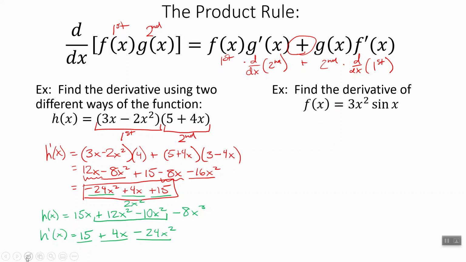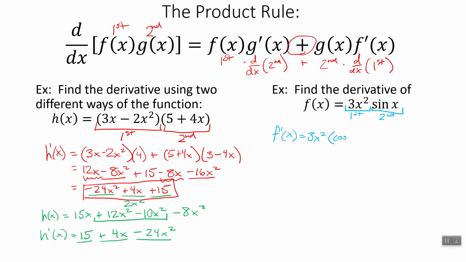All right, let's take a look at the other guy over here. So it involves some trig functions. So we have to group it into two parts. So I'm going to say 3x squared is one part and sine of x is the other. So this is my first and this is my second. All right, so now the derivative here, f is our function. So f prime is the derivative. So it's first times derivative of second. So 3x squared times the derivative of sine.